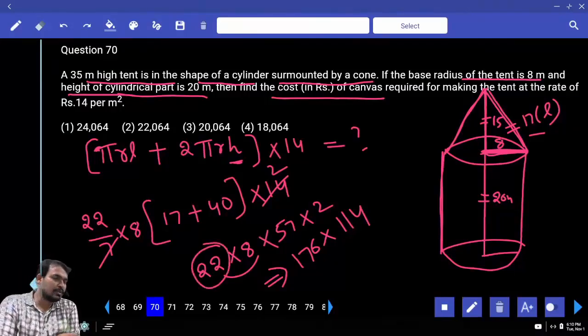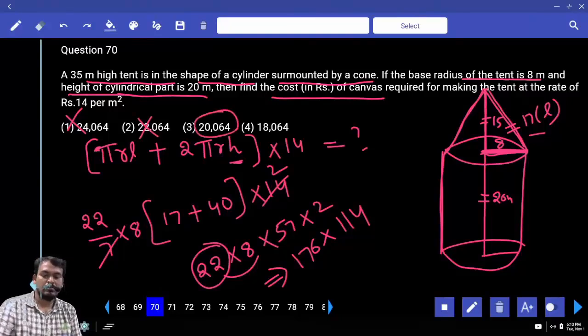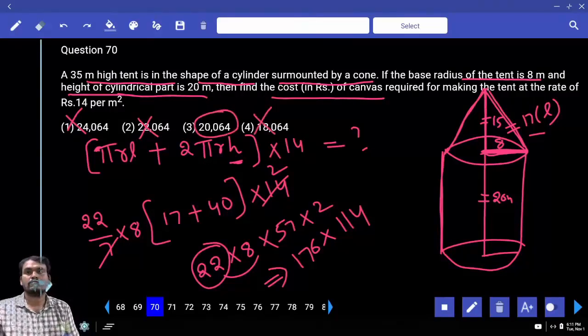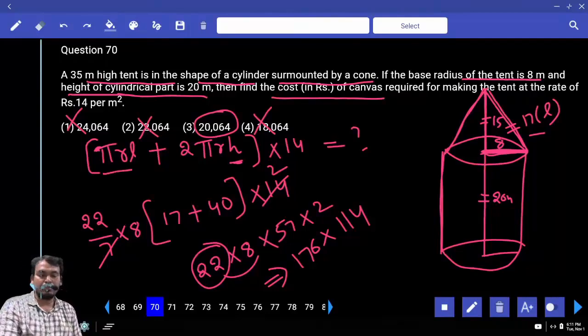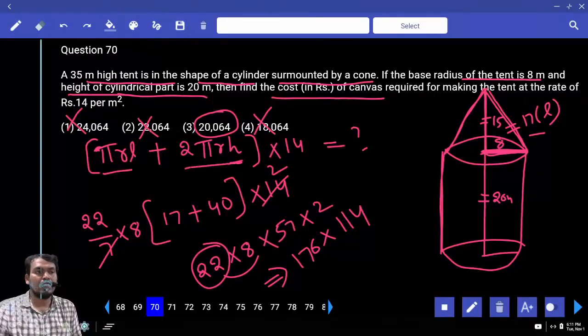First option is a multiple of 11? No. Second option? No. Third option? Yes. Fourth one? No. Your answer is the third option. Before solving the question, first verify the multiple of 11, because we require pi r l plus 2 pi r h, so it must be a multiple of 11.